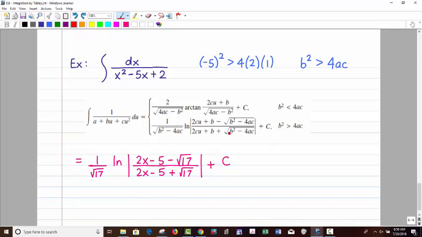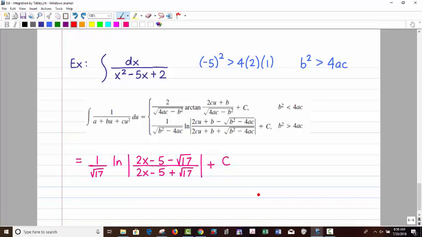Okay, so actually I didn't show a lot of work here, but there's really not a lot to do at this point once we know it's the bottom one. And B squared minus 4AC would be 17, because it would be 25, just moving this over to the other side. So 25 minus 8 is 17. And then C is 1, U is X, so it's 2X. And then B is negative 5, so it's 2X minus 5 minus that square root of 17. And then the bottom, it'd be 2X minus 5 plus that square root of 17. And the natural log of the absolute value of all that, plus C.